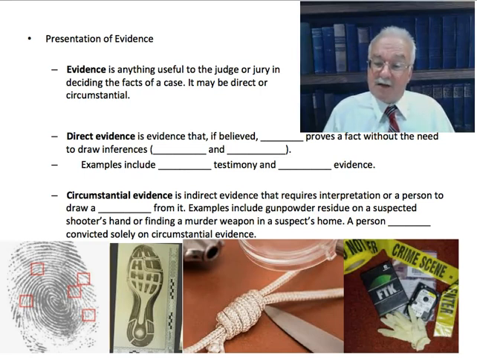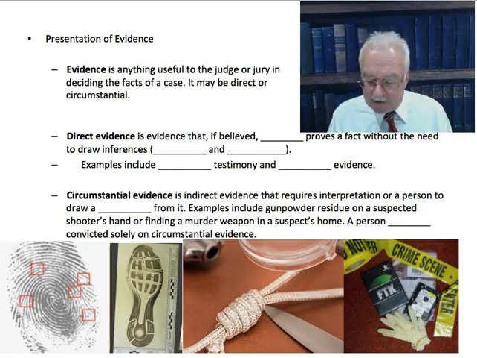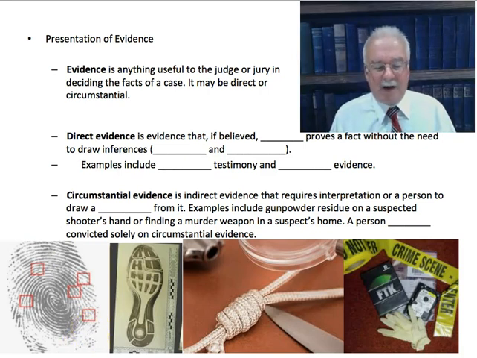Let's talk about the actual presentation of the evidence. Now, evidence is anything useful to the judge or jury, depending on who's going to decide the case, in deciding the facts of a case. It can be direct evidence or it can be circumstantial. So direct evidence is evidence that, if believed, directly proves a fact without the need to draw inferences. And when we talk about inferences, we're talking about having to draw conclusions. If it were an inference, you would have to be drawing deductions or conclusions from the evidence. So let's give an example of that.